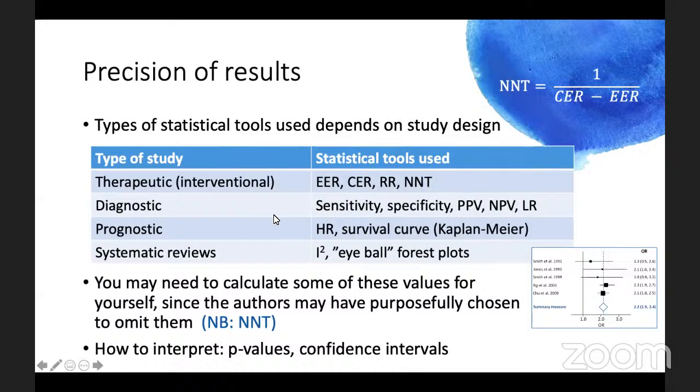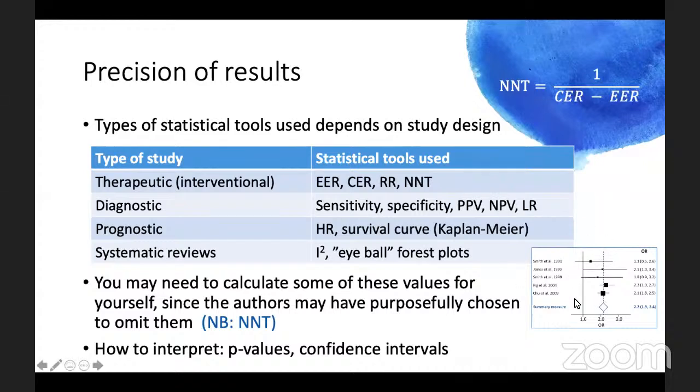Then we can look at diagnostic studies, which use sensitivity, specificity, positive predictive value, negative predictive value, and likelihood ratios. Prognostic factor studies use hazard ratios and survival curves, which are also known as Kaplan-Meier curves. And then systematic reviews use heterogeneity, which is represented by I2, and then forest plots.